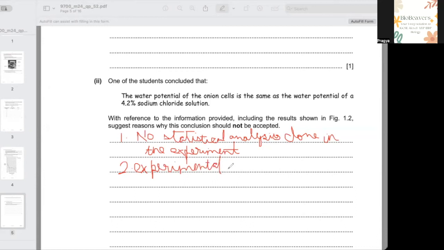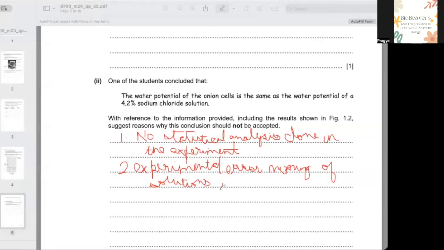Please do not write here that there will be some experimental error. We are talking about A levels here. Cambridge expects you to be precise. So, what experimental error can we talk about? The experimental error you talk about here has to be something very relevant. So, you can talk about mixing of solutions, which could have occurred during the experiment.